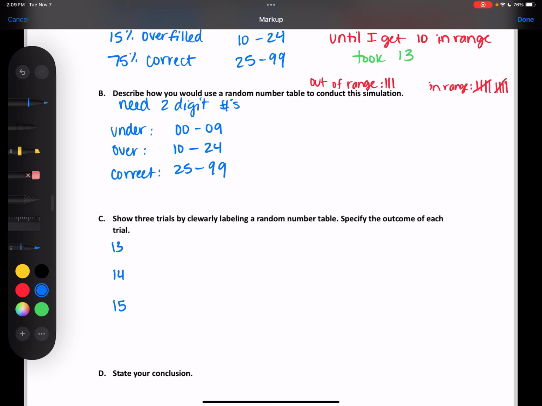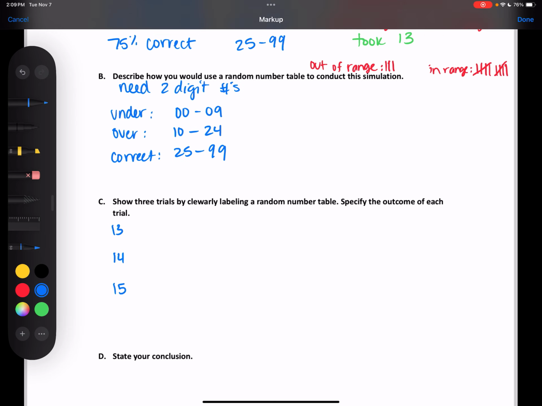So I'm going to underline in this blue, green, turquoisey color if it is correctly filled, and in purple if it is under or overfilled. Okay? So if it's anything 25 to 99, I'm going to do this turquoise color. Anything else is going to be purple.